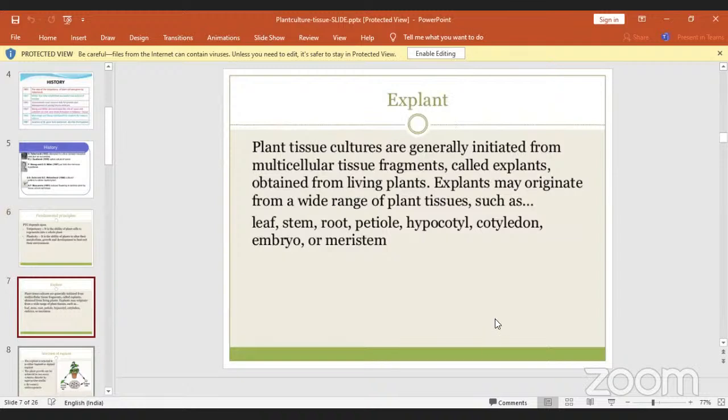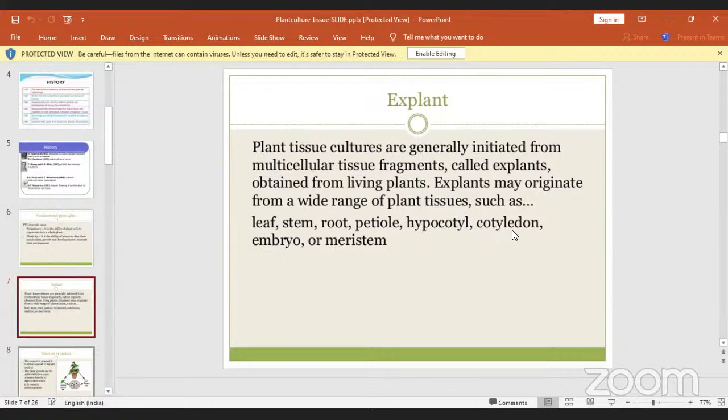The next, explant. An explant is a part of tissue which is extracted from various parts of the plant. Plant tissue cultures are generally initiated from multicellular tissue fragments. That is called explant, and these explants are obtained from living plants. The explant is taken from leaf, stem, root, petiole, which means the stalk of the leaf, and hypocotyl.